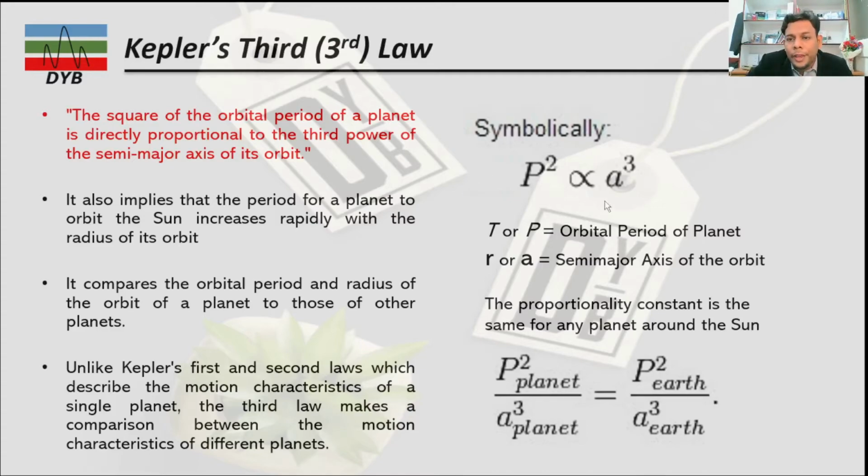So symbolically, we can represent it as P squared is directly proportional to a cubed, which is the third power of the semi-major axis. Over here, P is the orbital period of the planet, or we can say T, which I'm going to explain in the next slide. R is the semi-major axis of the orbit. The proportionality constant is the same for any planet around the Sun.